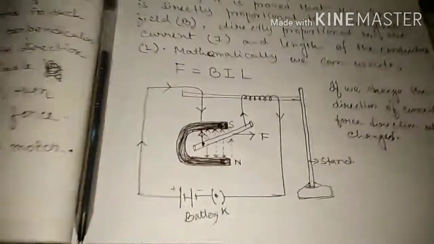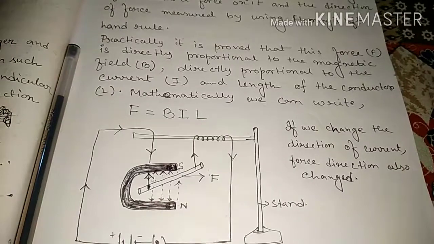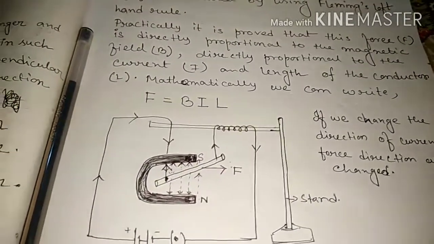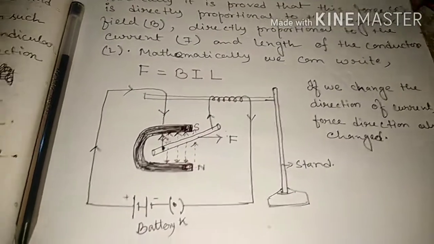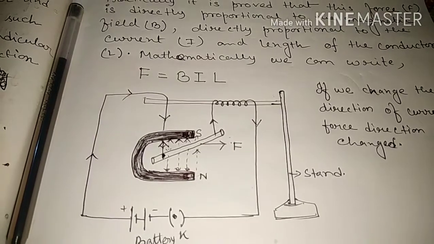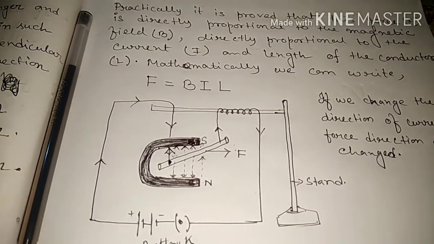This is a practical diagram. Practically it will be proved that this force is directly proportional to B, I and L. But the derivation is not there in your syllabus. Just remember this equation: F equals BIL, B-I-L, not double L, only BIL.